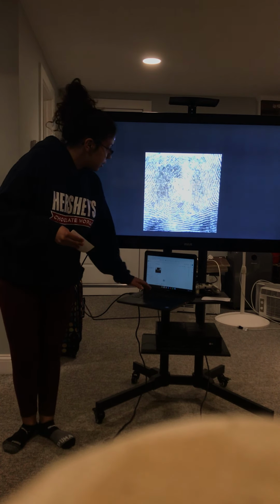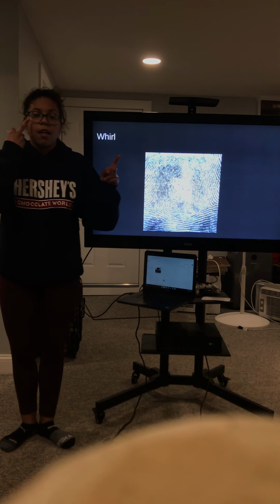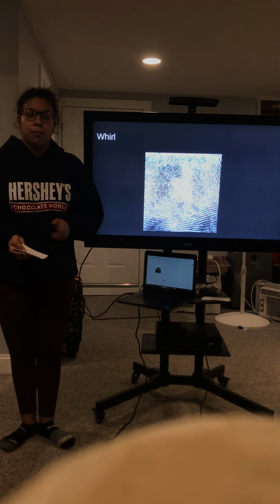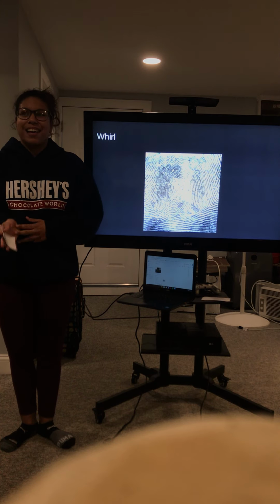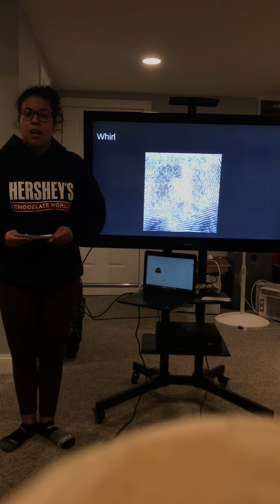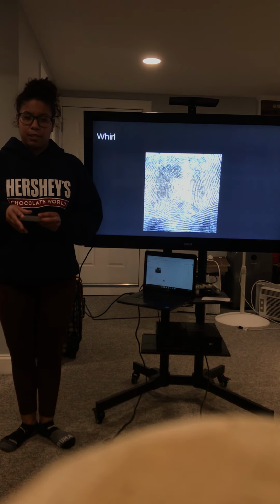A whorl pattern consists of a concentric circle, so it basically keeps going around in a circle. There are four different types: the plain whorl, the central pocket whorl, the double loop whorl, and then the accidental whorl. Whorls are found in 25 to 35% of the fingerprints encountered.